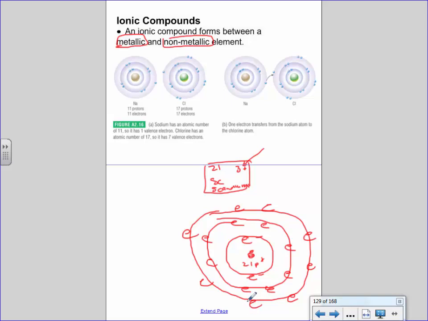But we needed 21. So from 18 to 21 means we need one more energy level, which makes sense. Scandium is in the 1, 2, 3, 4th row, so there should be 4 energy levels. But how many electrons do we need in this 4th energy level? 3. Yeah, there's 3 remaining.